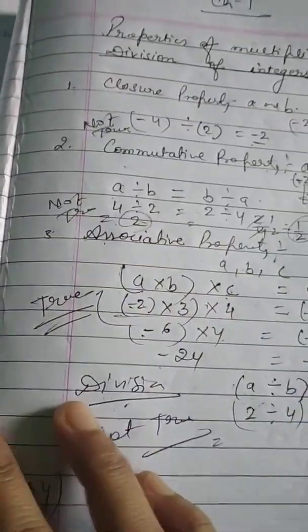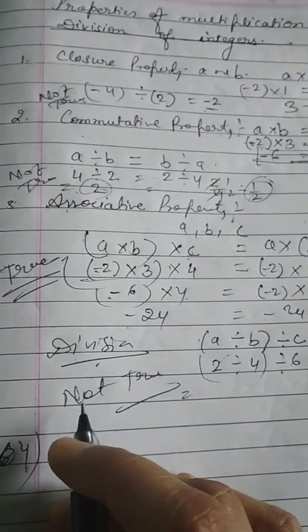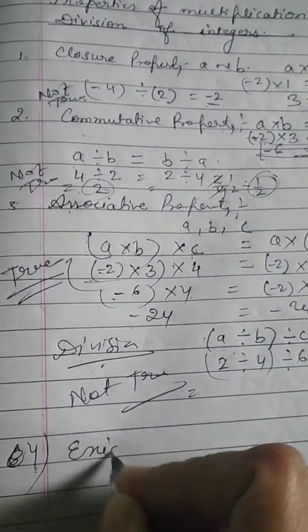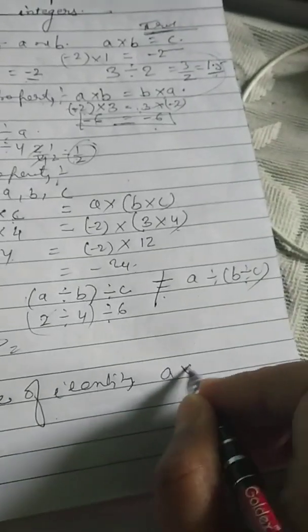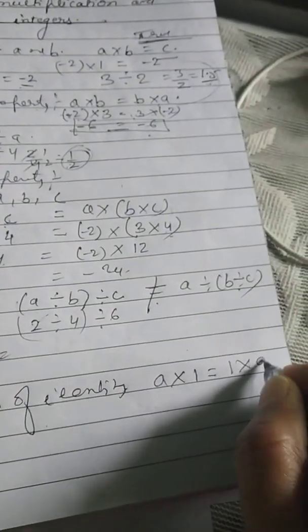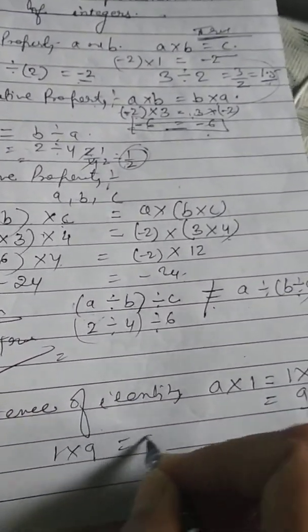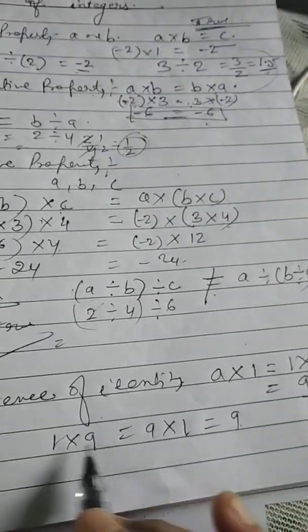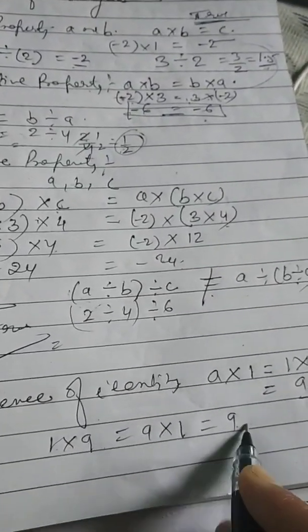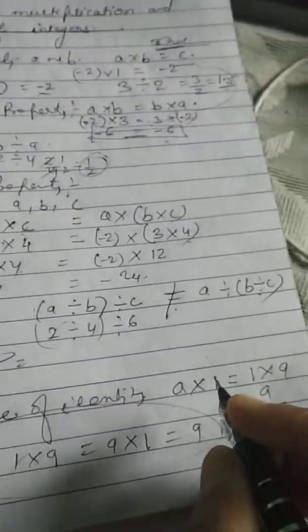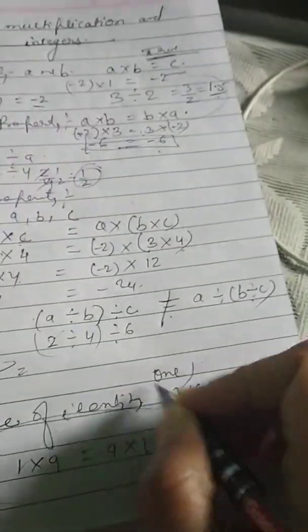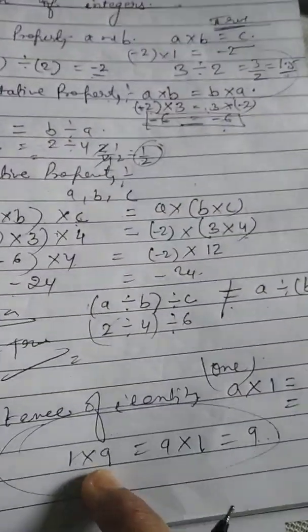Now the fourth property is existence of identity for multiplication. Multiplicative identity shows that if we multiply any number with 1, or 1 with that number, we will always get the same value. You can see 1 into 9 and 9 into 1 will always give 9 only. So the multiplicative identity for any number is always what? 1.